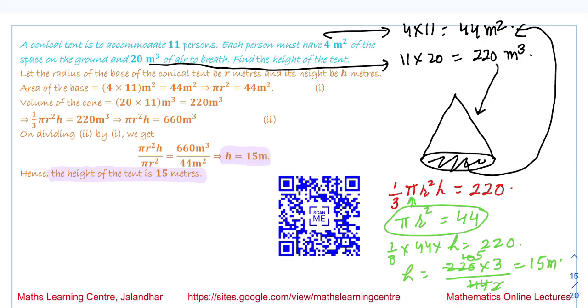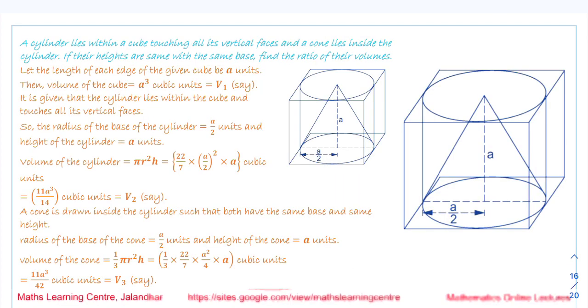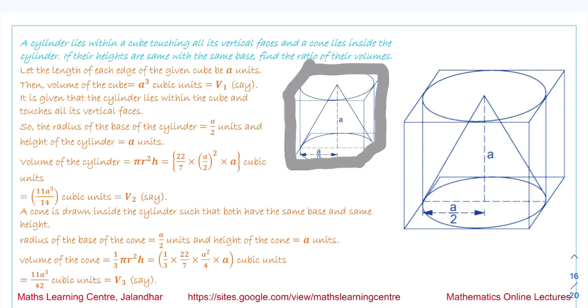Now next, we are given a cube, and suppose this is the cube we are talking about, this figure. Inside this cube there is a cylinder, touching all its sides. And a cone lies inside the cylinder, and this is the cone that lies in this cylinder. If their heights are the same with the same base, find the ratio of their volumes.